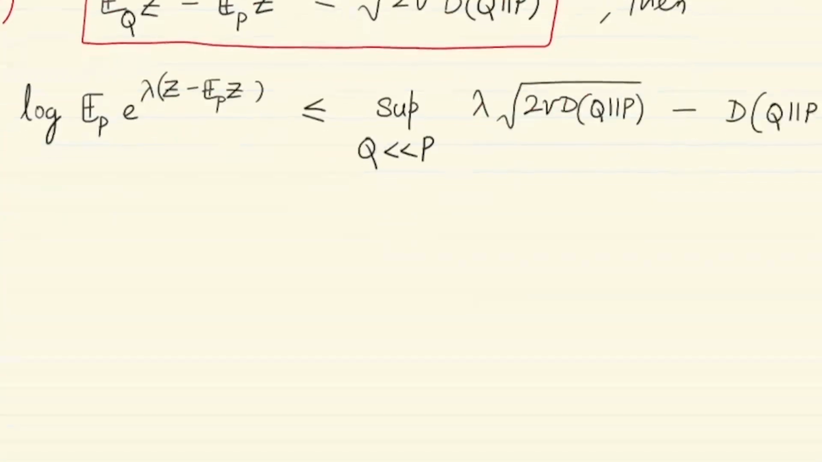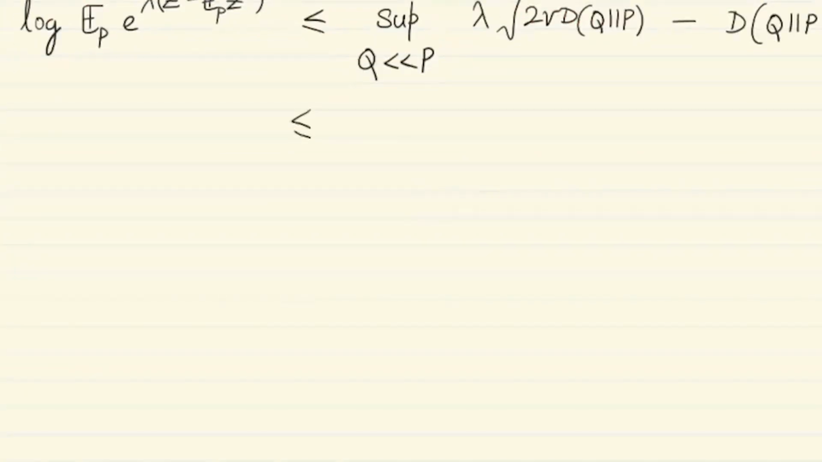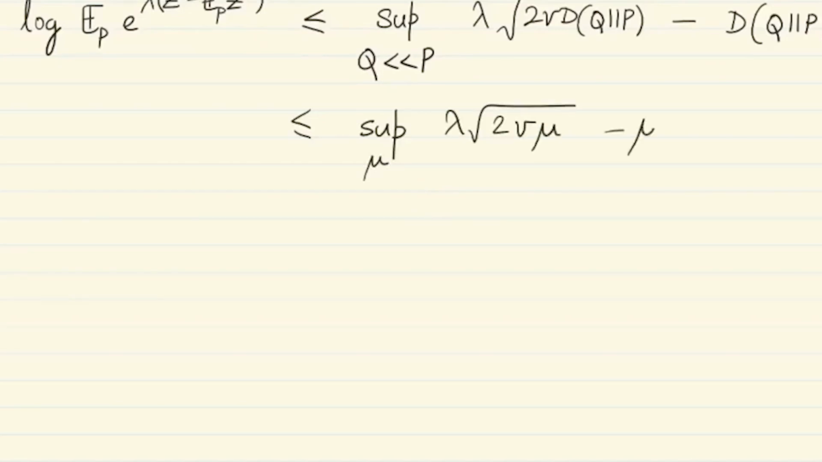Okay. Now we can think of dqp as a variable in this optimization problem, as any non-negative number, in fact any real number, and we can find a further upper bound here by just saying supremum over all numbers mu of lambda square root 2v mu minus mu. Because dqp is some non-negative number, we are replacing dqp by mu and allowing mu to take any real value. And if you solve this explicitly, you can just treat this as a quadratic function of square root mu, and the answer is in closed form: lambda squared v by 2.